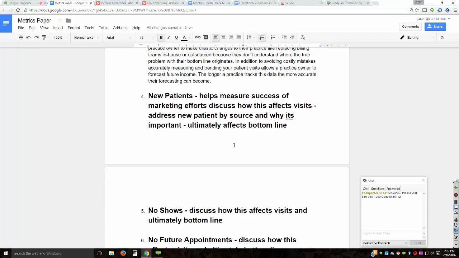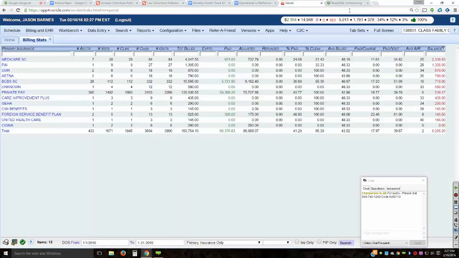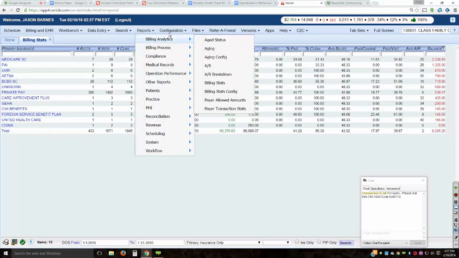So it's up to you how you want to do this, but there are 3 different reports to come up with those numbers. The report that we're going to recommend is always going to be your billing statistics report for new patients, but we have a lot of other ways to actually look at these.